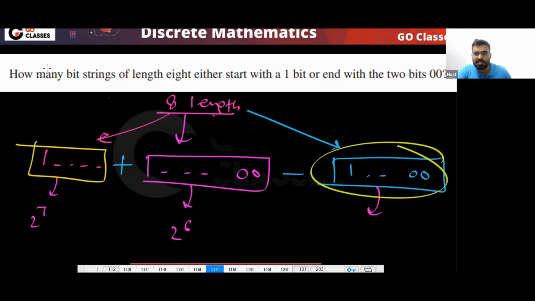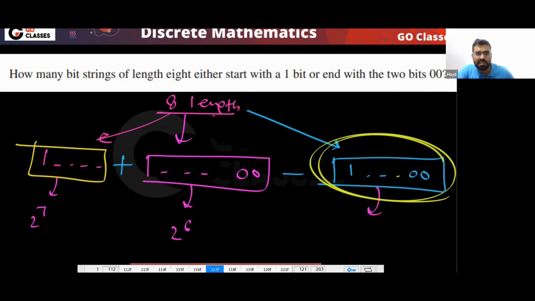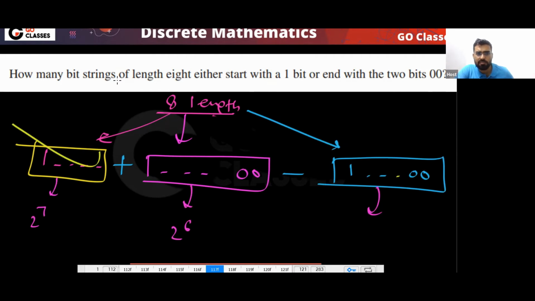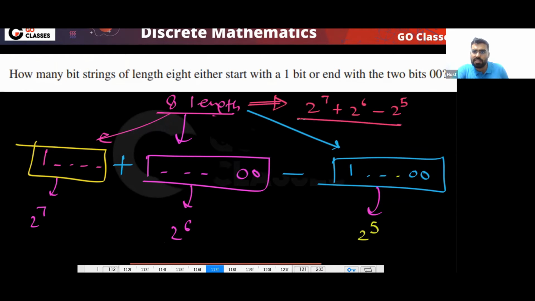Because remember, these strings start with 1 and end with 0, 0. They start with 1, so you have counted them here. They end with 0, 0, so you have counted them here. So you have counted them 2 times, so you remove them 1 time. How many strings? 2 power 5. Finally, the answer will be 2 power 7 plus 2 power 6 minus 2 power 5. This will be your answer.